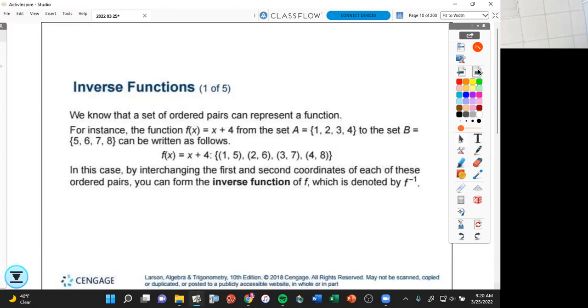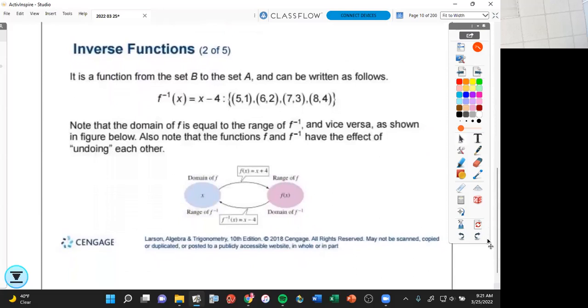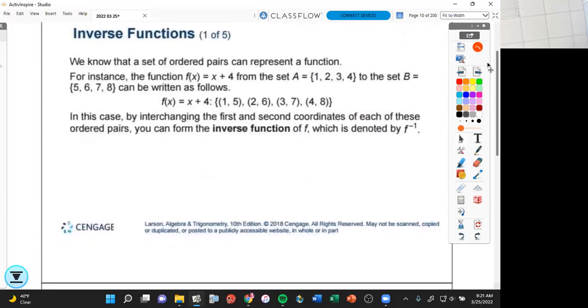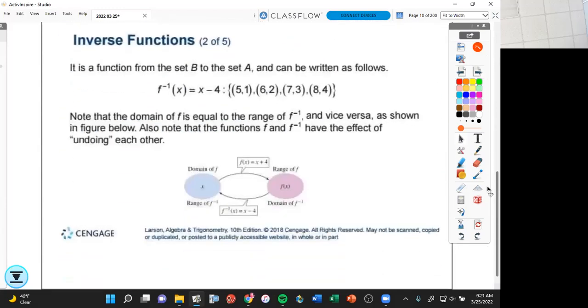In this case, by interchanging the first and second coordinates of each of these ordered pairs, you can form the inverse function. So to find the inverse, you swap x and y. Remember doing this in the past? To find the inverse of a function, you swap x and y. That's all there is to it. Swap x and y. Okay. So the inverse of f of x, which was x plus 4, and it's not always going to be this simple, the inverse of that is x minus 4, which should be simply swapping.